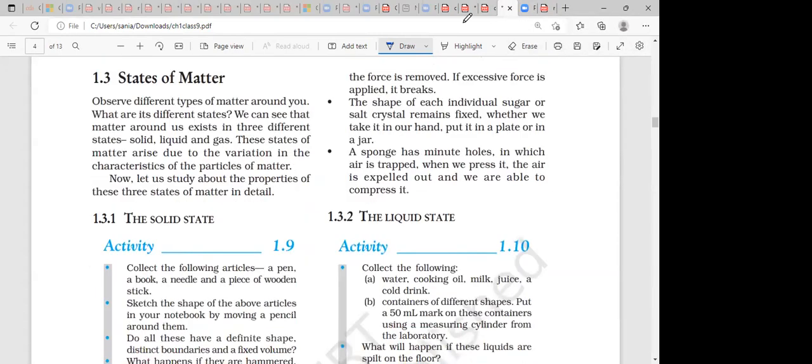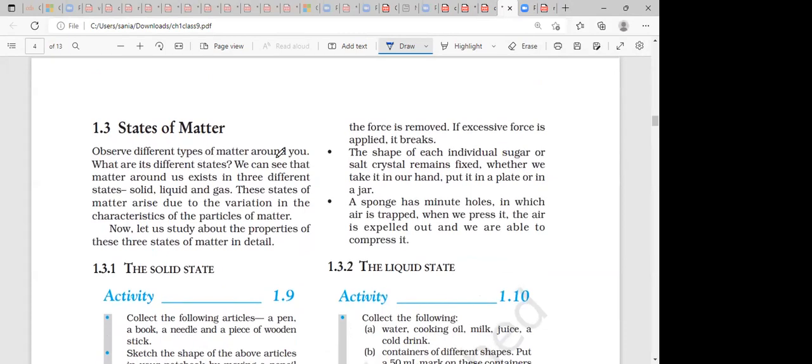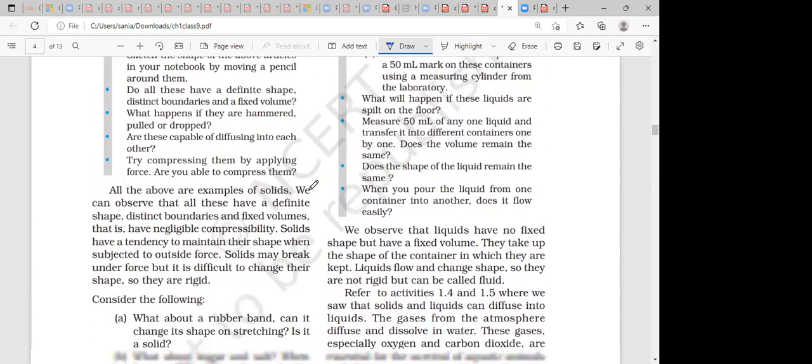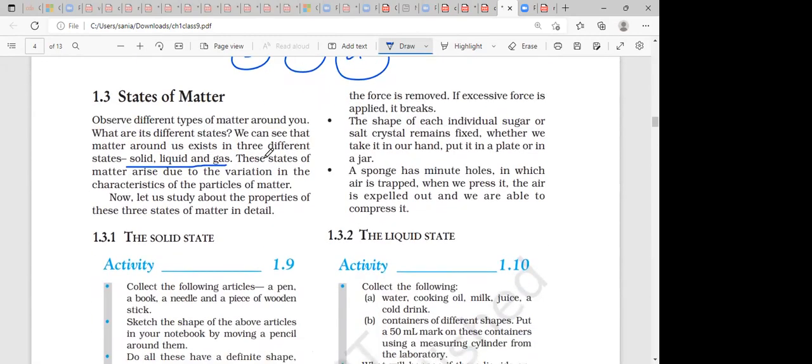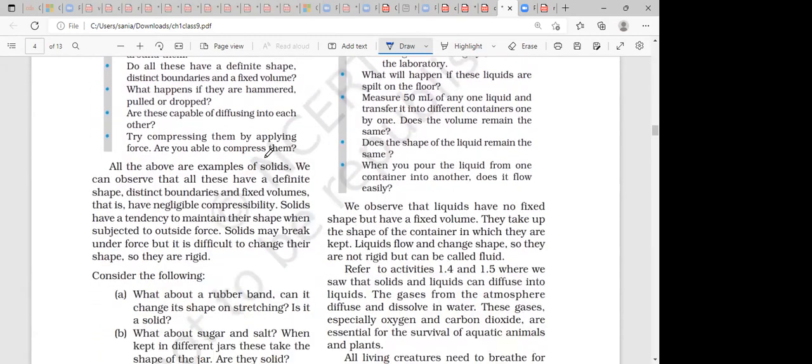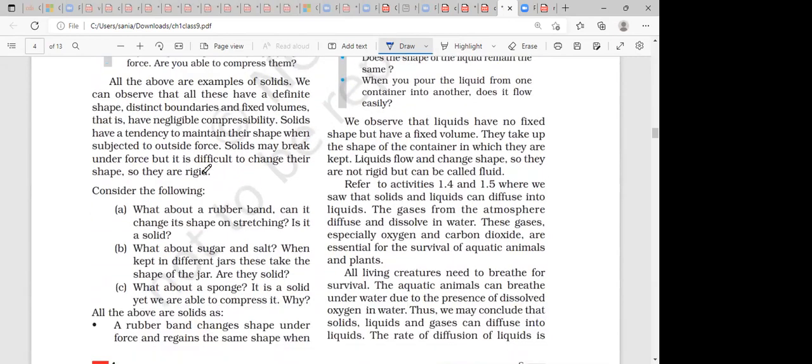So now, first one is observe different types of matter around it. What are the different states? You already know we have three states: solid, liquid, and gas. These states of matter arise due to variation in characteristics of the particles. If it is solid, of course, it will have different characteristics. If it is liquid, different characteristics. Gas, different characteristics. Right? Now, all of these examples, we'll look at in detail. We'll start with the solid one.